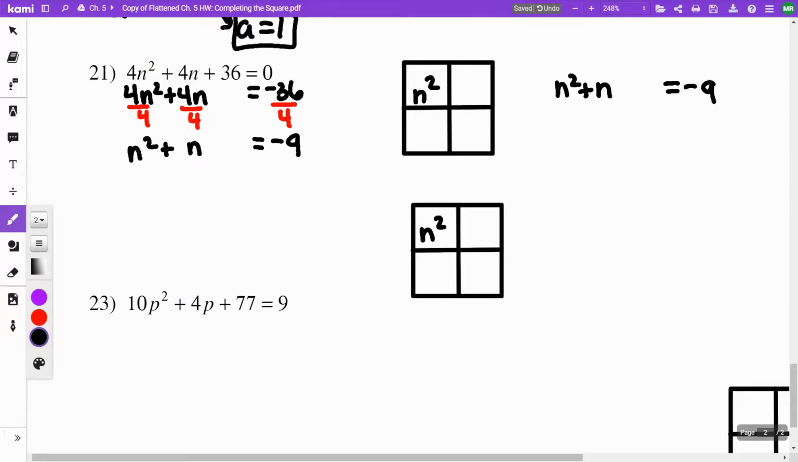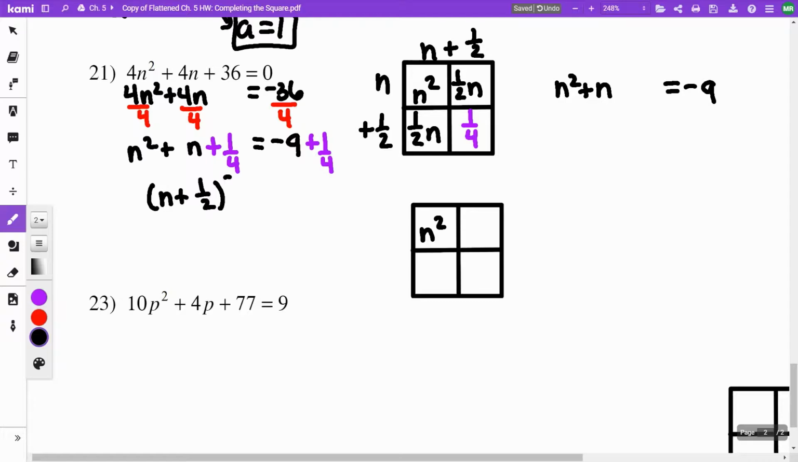My n is really 1/2 n, 1/2 n. So this would be an n plus 1/2. This would be an n plus 1/2, which would give me a 1/4. So I could add 1/4. I could add 1/4. Now, on this side, this would be an n plus 1/2 squared. And in place of the negative 9, I can write it as a fourth. That would be a negative 36 fourths. It's the same as a negative 9.